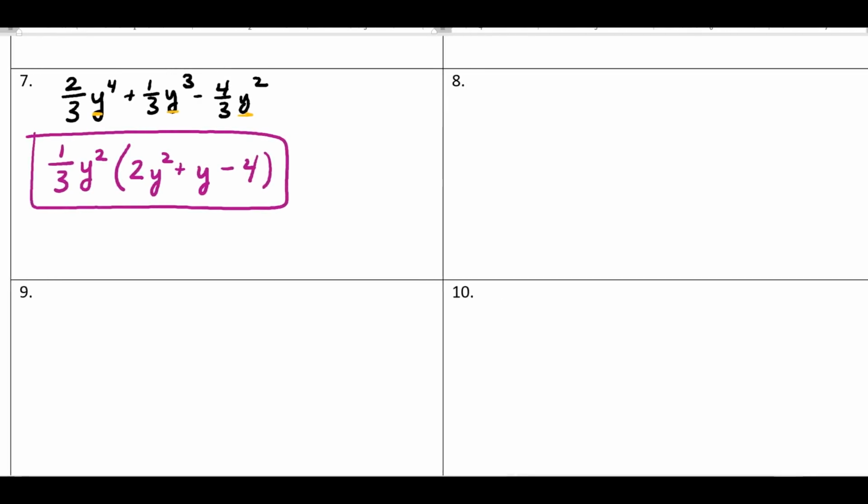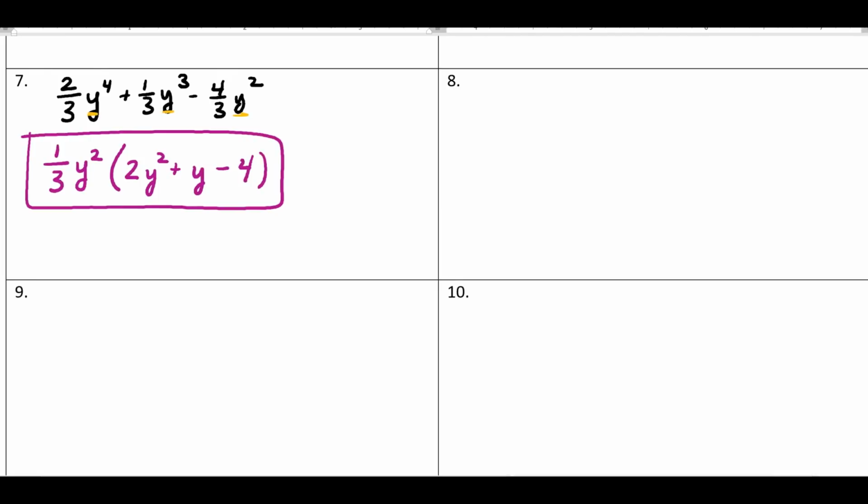All right, let's look at number 8. 4x squared y squared plus 12x squared y minus 8x y squared minus 4xy. So this one's kind of a big one. It's got 4 terms, but I think you can do it. So what I want you to do is pause the video, and when you're ready to see the answer, turn it back on.